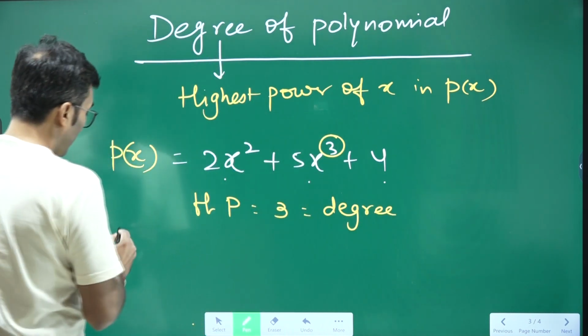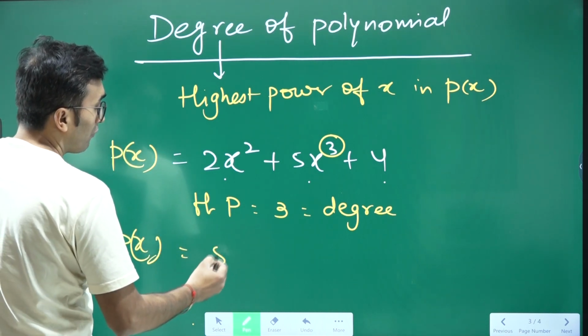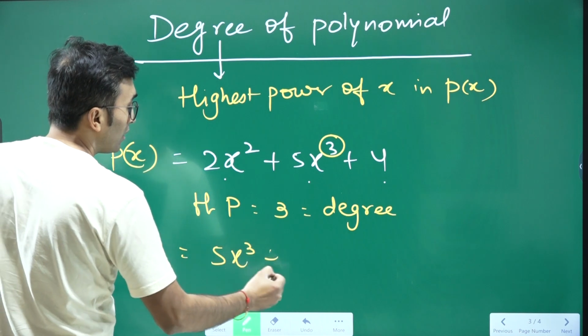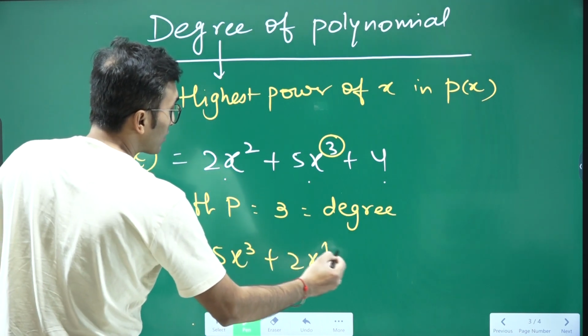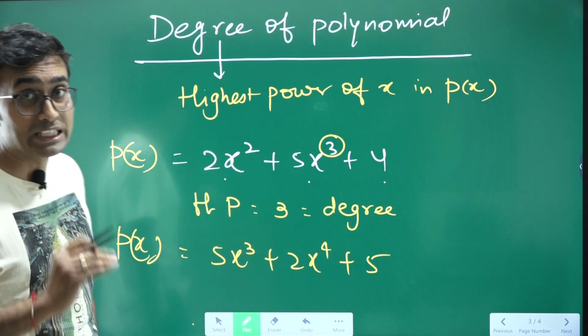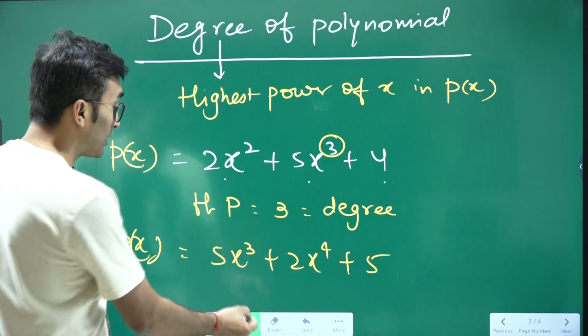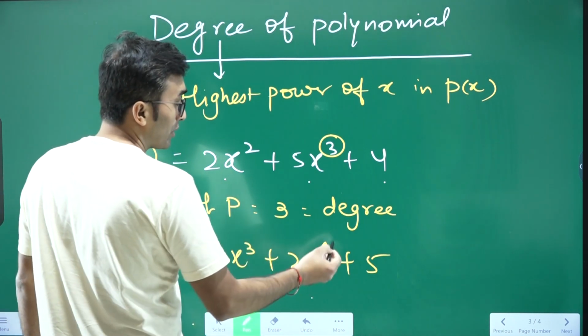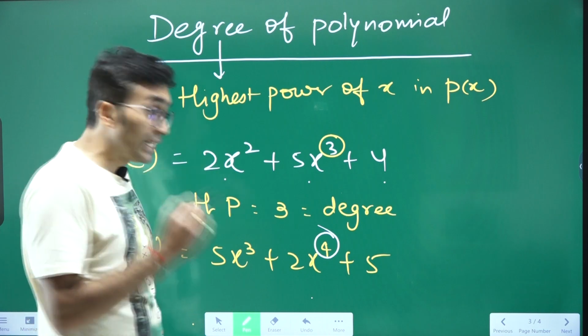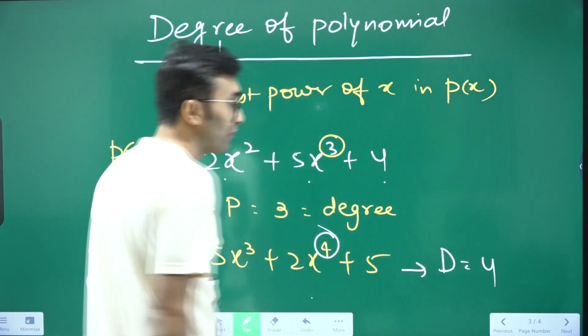Now let's take another example. If I say a polynomial p(x) is 5x cube plus 2x raised to the power 4 plus 5. So what is the highest power in this? The highest power in this polynomial is raised to the power 4. So the degree of this polynomial is going to be 4.